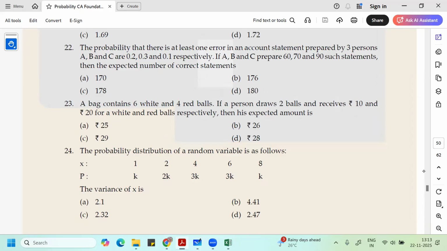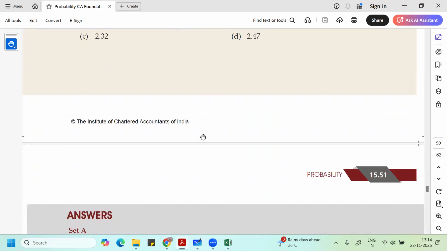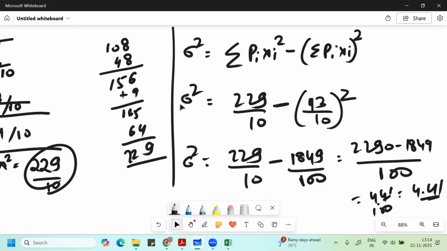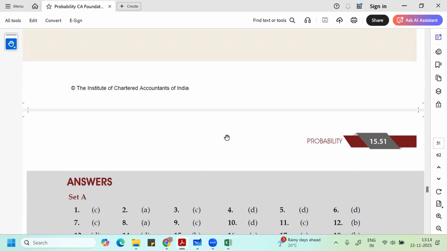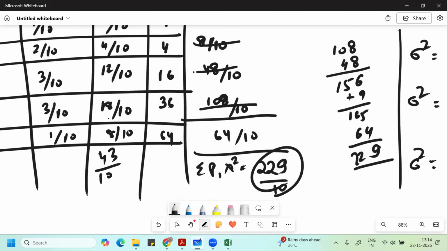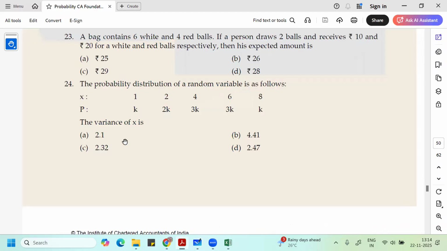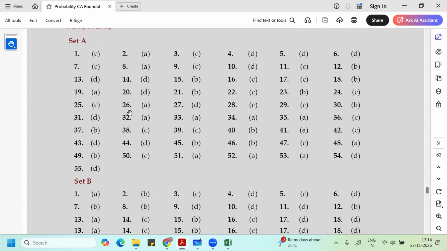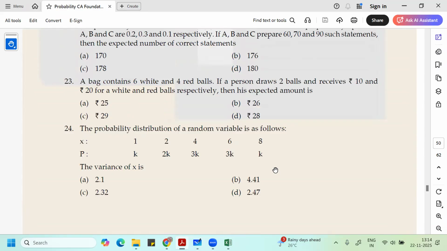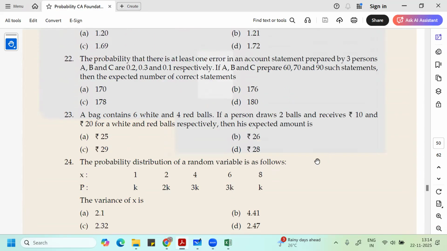Clear, everyone? So we did questions 23 and 24. The answer to 24 is option B, 4.41. The answer to 23 we got is 28 rupees, option D. So we did it and it was very easy. I hope you understood this concept of expected numbers and how to do the questions based on it.